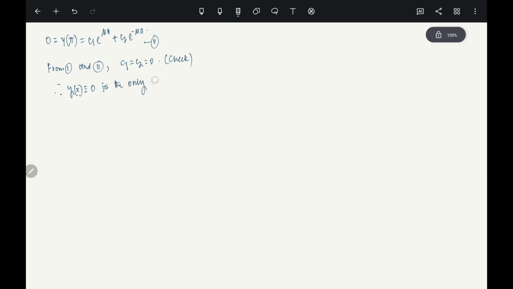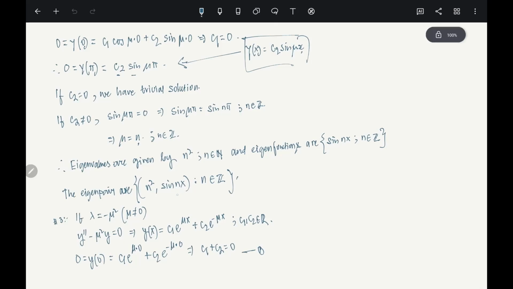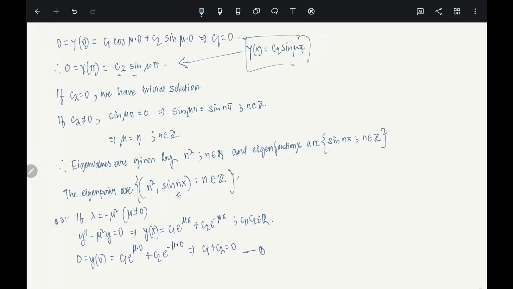What does that say? That says that there does not exist any negative eigenvalue. So what did we have? We have positive eigenvalues, along with eigenfunctions given by sine of nx. And we do not have any zero eigenvalue or any negative eigenvalue. This is how you solve these problems.